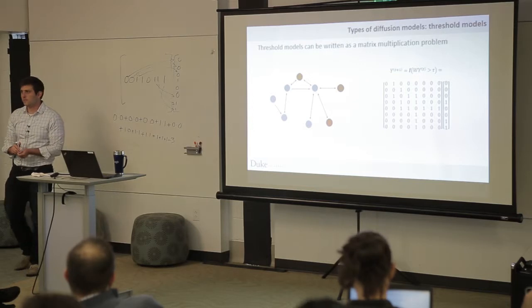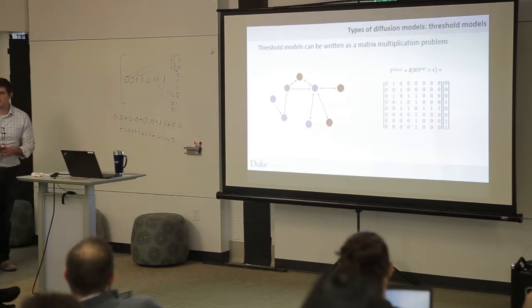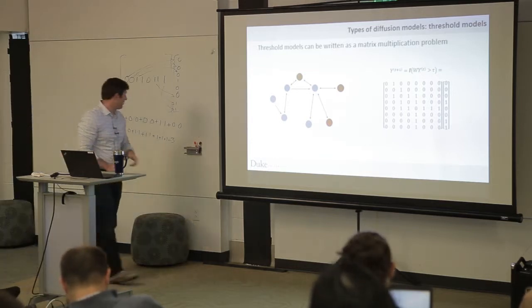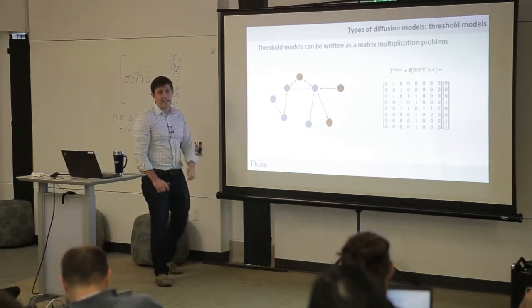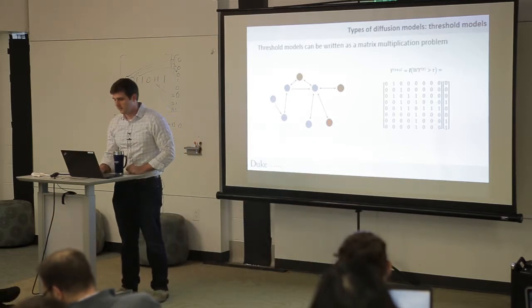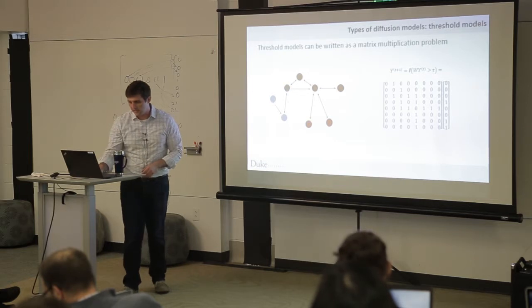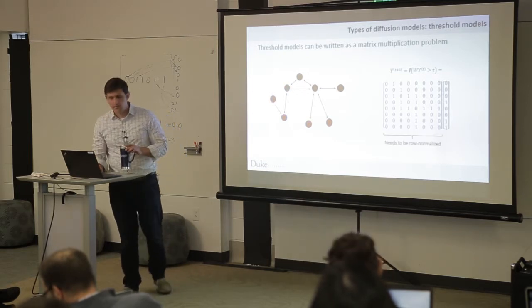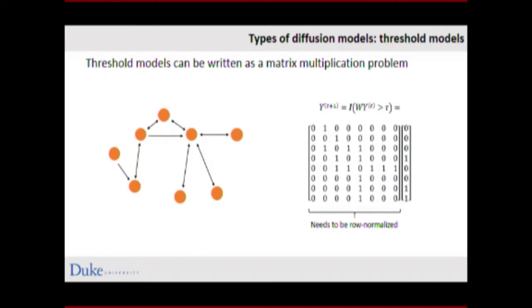Did that give me what I wanted? No, actually, it did not. Because now I've got the number of friends that they're connected to who have adopted, but not the percentage, which was what we were looking for. So what we actually need to do to get the percentage is row normalize this matrix of weights.